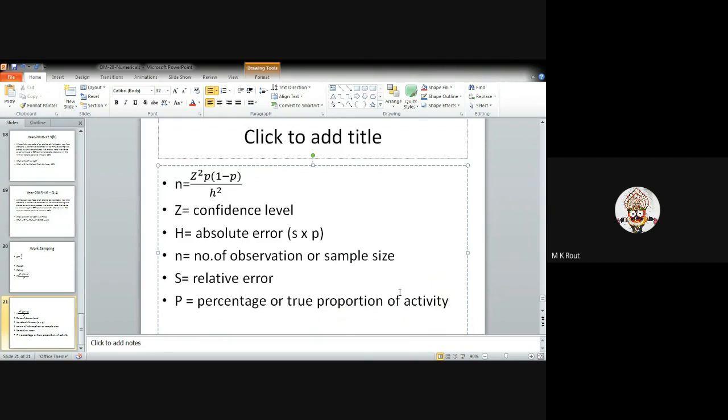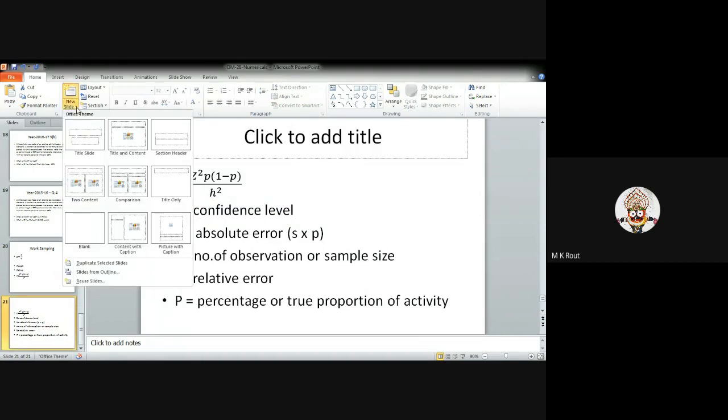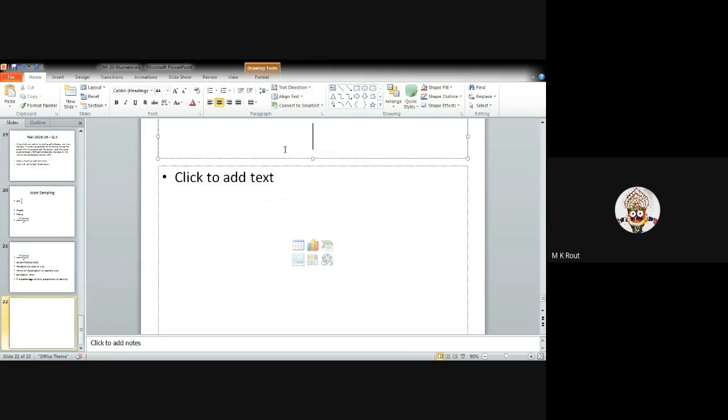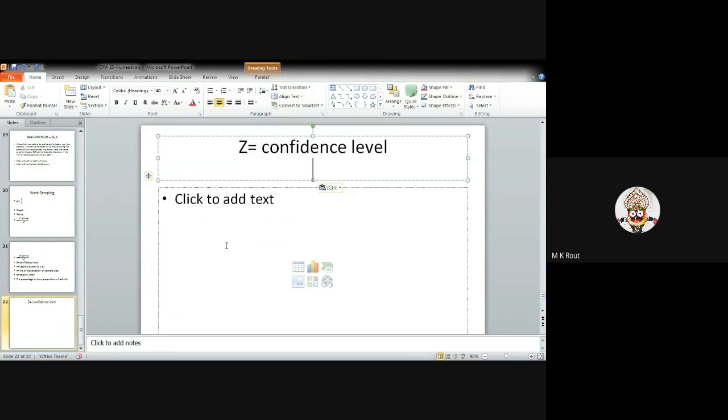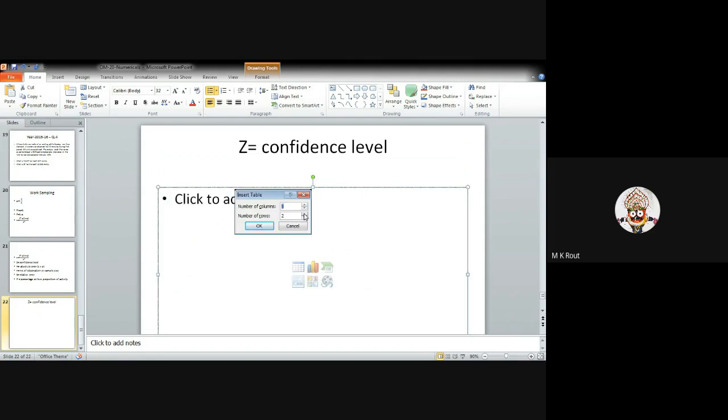Is it finished? Yes, sir. In some questions, the confidence level value is given in the question, but in some cases you have to memorize the value. So I will mention the values here. Just note down the values.